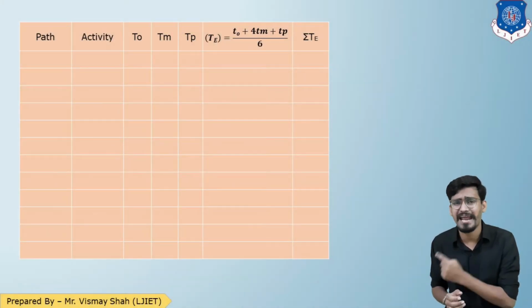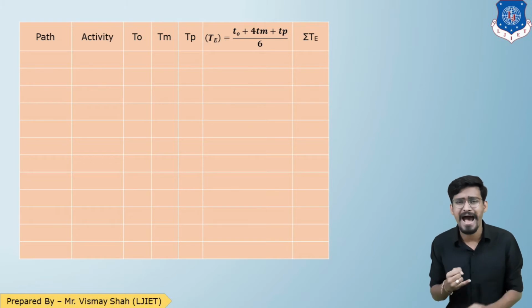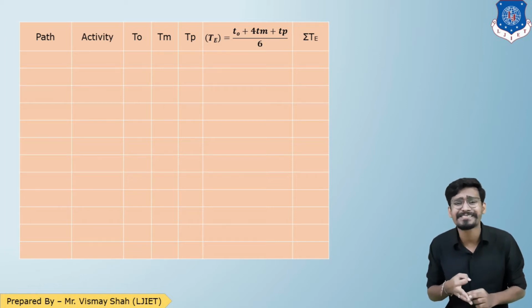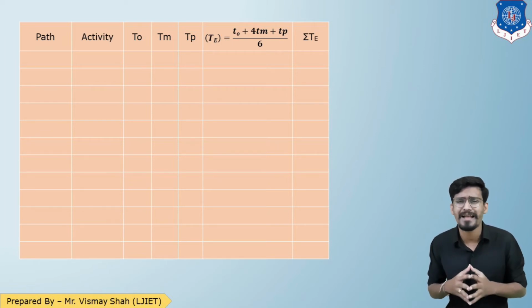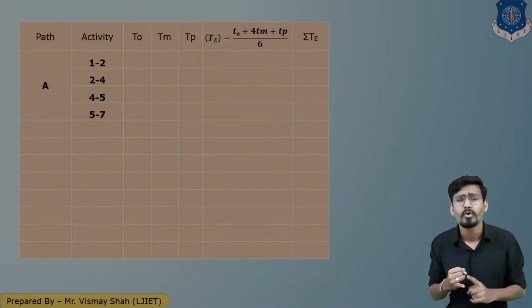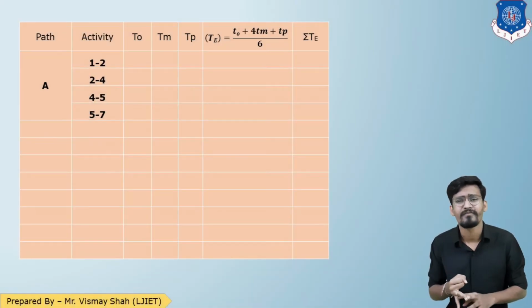Alright, so here is the table containing the columns path, activity, TO, TM, TP, TE and sigma TE, that is total expected time for individual path. So we are talking about path number A. Now path A consists of activities 1-2, 2-4, 4-5, 5-7. Now let us see the TO, TM, TP data for these 4 activities.